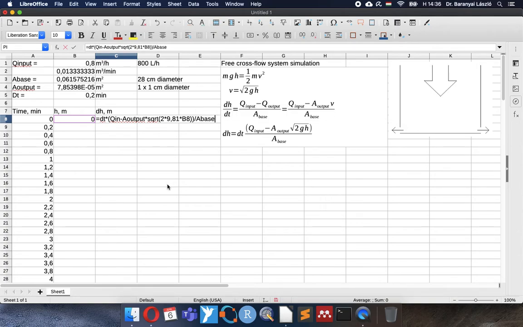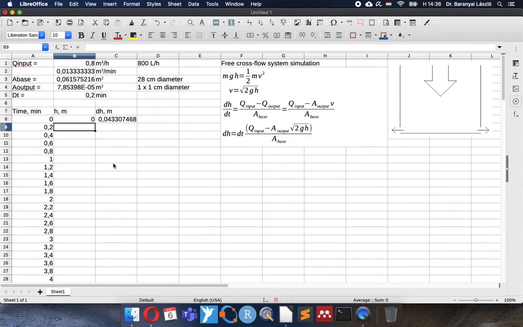And you can see why it is very nice to use names. As I start typing the name, it is automatically suggesting me. And when you check this formula, you can see that it is much more readable than with a lot of cell references and dollar signs. It is easier to understand.